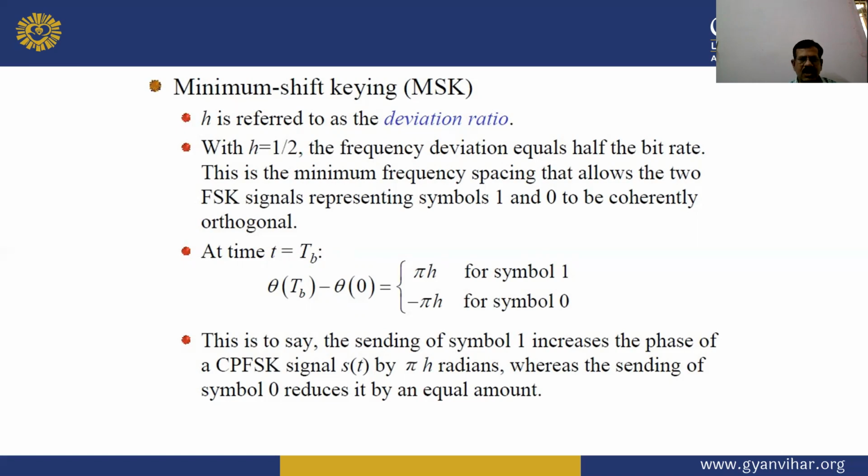Now at time t equal to Tb, θ(Tb) minus θ(0) equals πh for symbol 0 and minus πh for symbol 1. This is to say the sending of symbol 0 increases the phase of the CPFSK signal s(t) by πh radians, whereas the sending of symbol 1 reduces it by an equal amount.